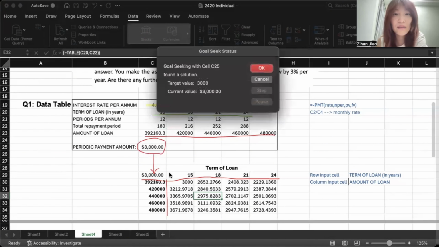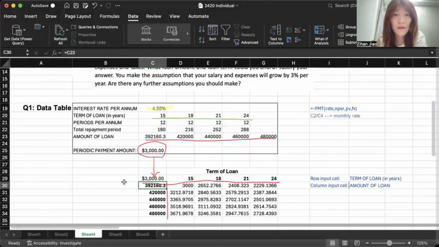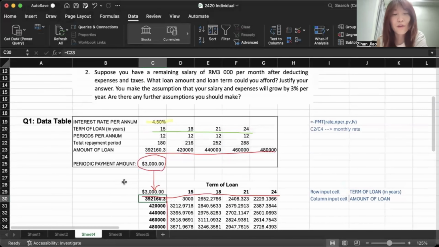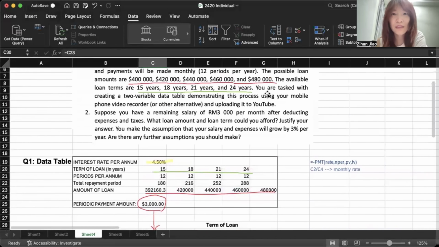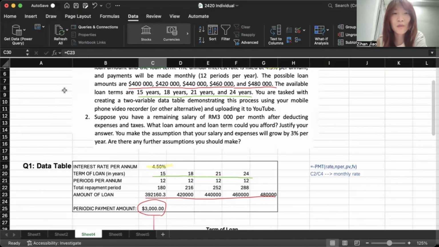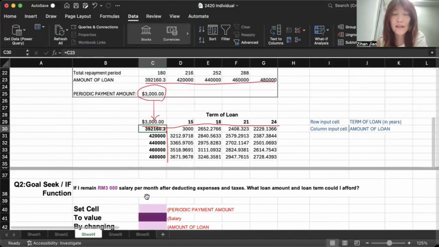And click OK. So right now it changed. The periodic payment is 3,000, but the amount of loan is less than 400,000. That is not in our choices. We cannot choose it because our smallest possible loan amount is 400,000. So we cannot use this method.